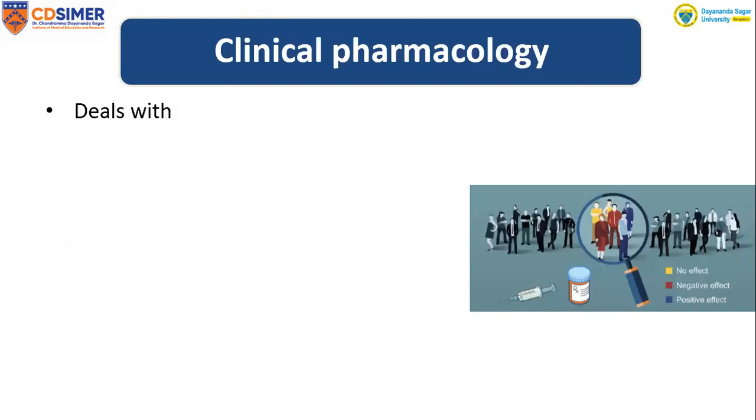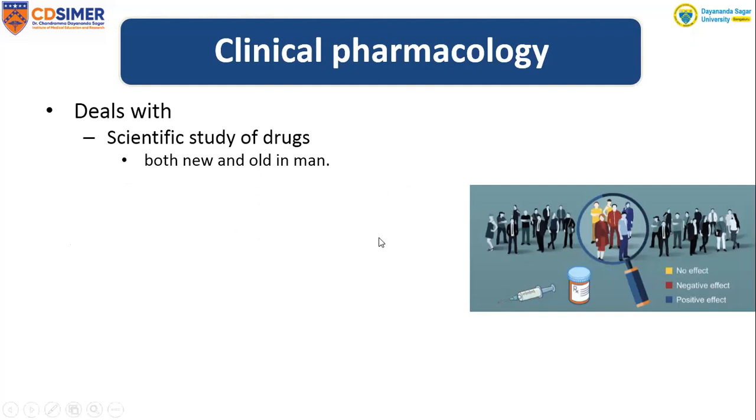Clinical pharmacology deals with the scientific study of the drug, both new drugs and old drugs, in man. Clinical means in man. You have already made a model, in which you showed that drug development in man happens with the no, just one minute.